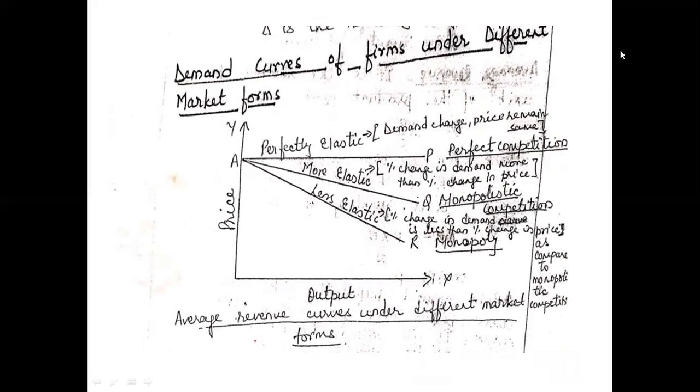The second case is monopolistic competition. It has a more elastic demand curve as compared to monopoly. More elastic demand curve means the percentage change in demand is more than the percentage change in price. It means a slight change in price will bring a high change in the quantity demanded. Then we have less elastic demand in the case of monopoly. It means the percentage change in demand is less than the percentage change in price, because there is only one seller in the market.